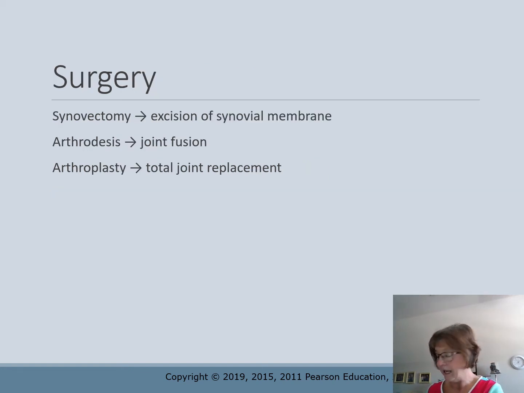And then it talks about different types of surgery. Early in the course of the disease, the synovectomy, this is excision of synovial membrane, helps reduce the inflammation because they go in and they draw off the synovial fluid. Arthrodesis, this is joint fusion, and arthroplasty, this is like a total joint replacement.